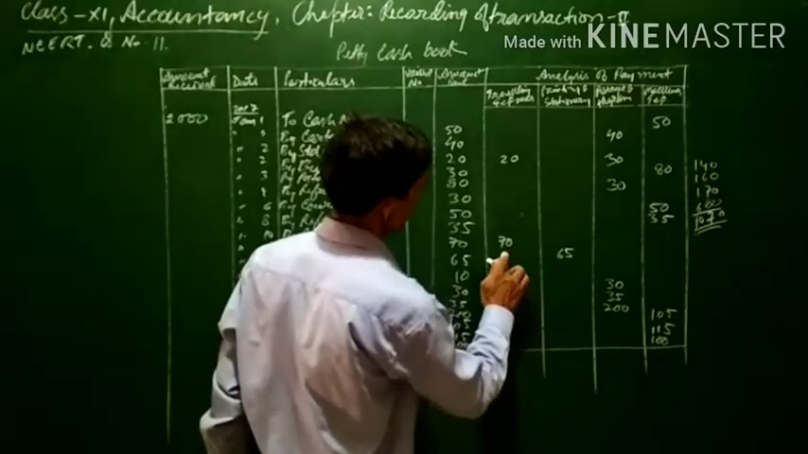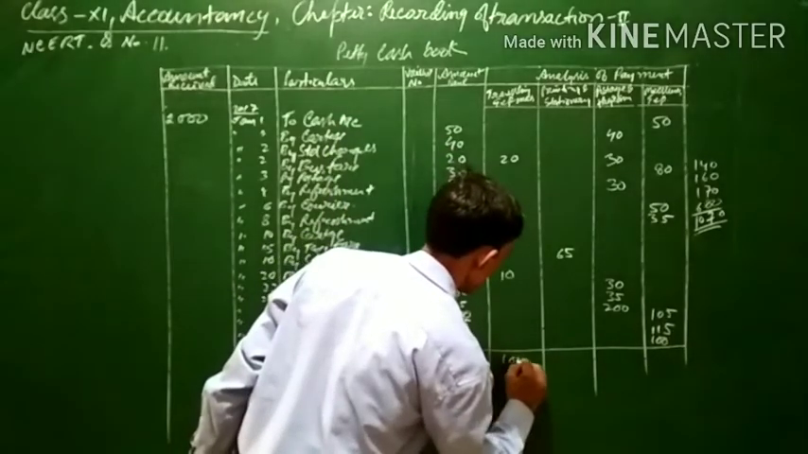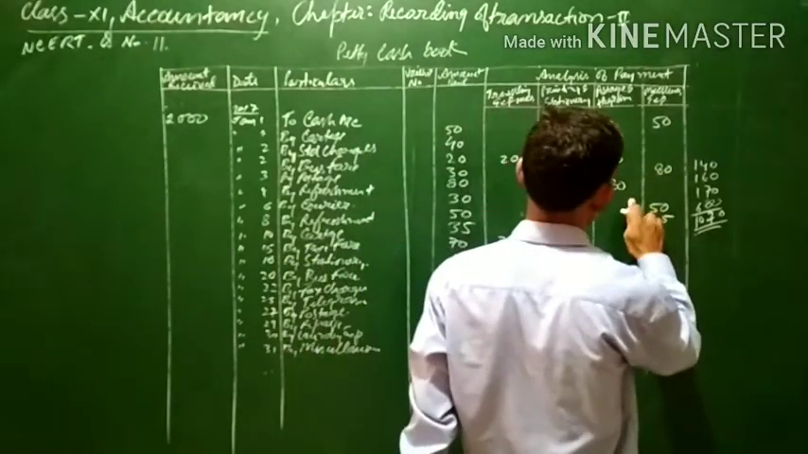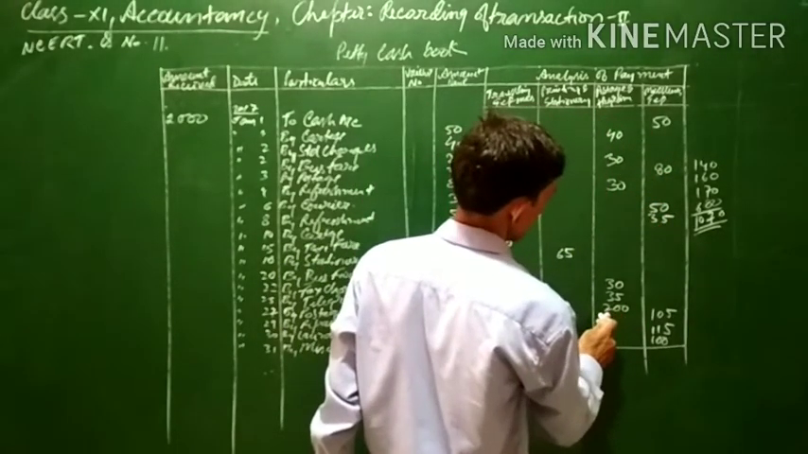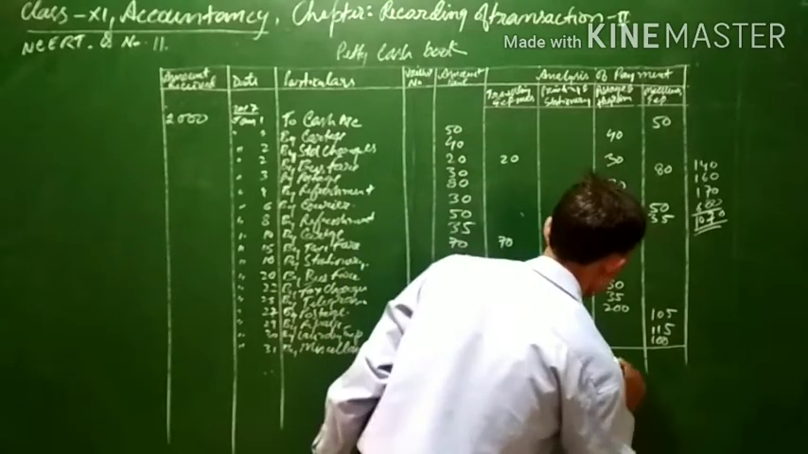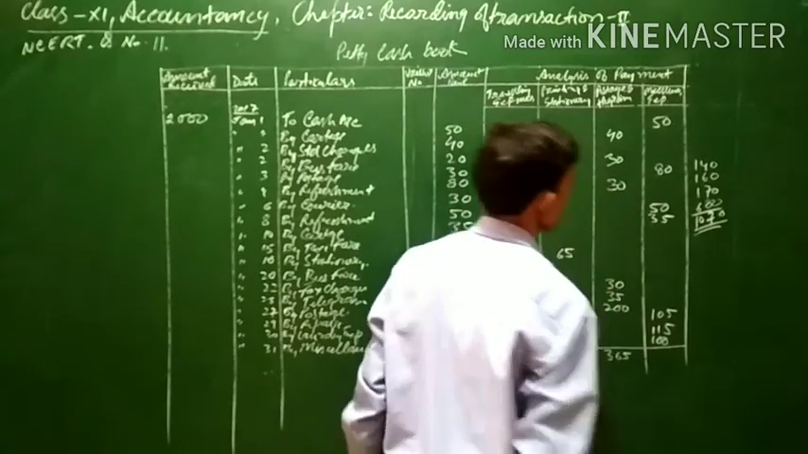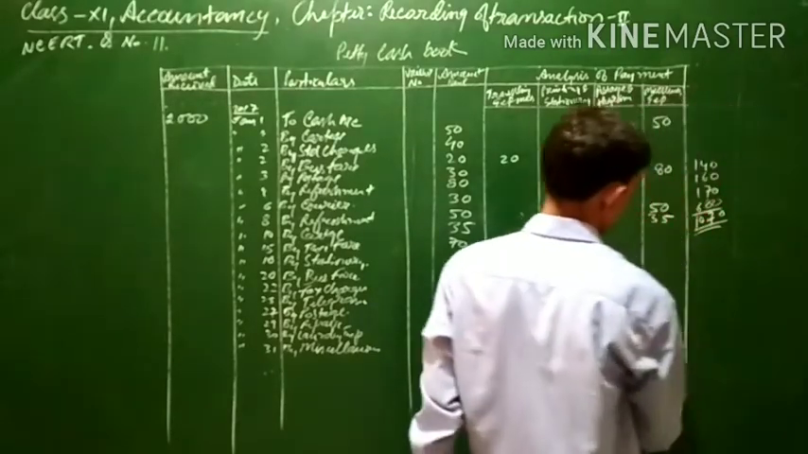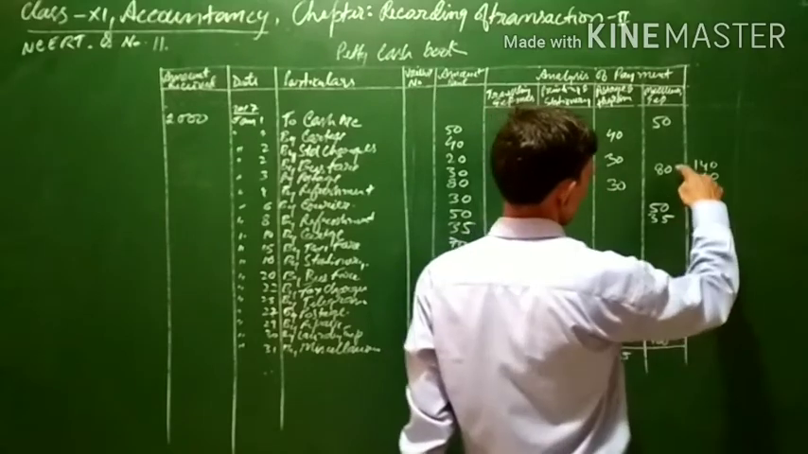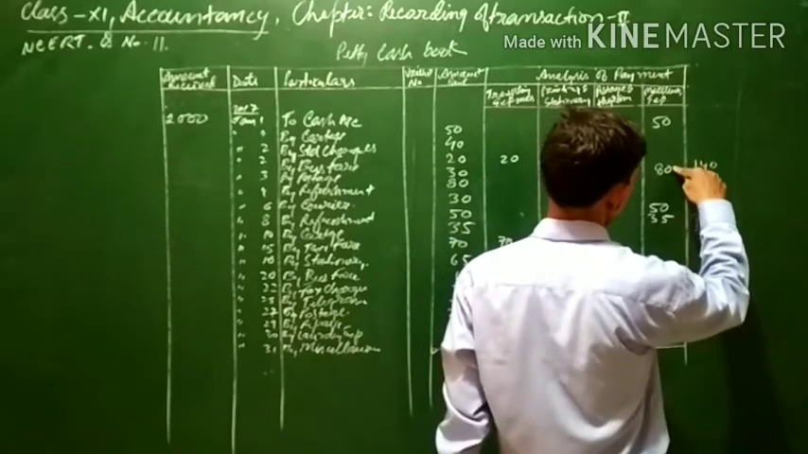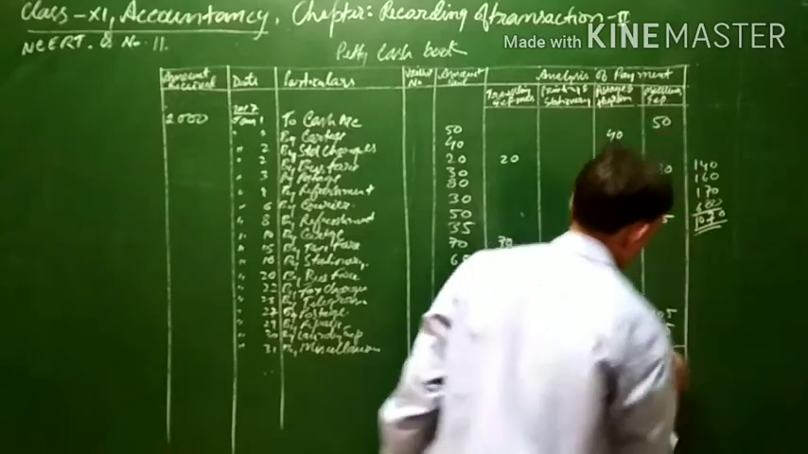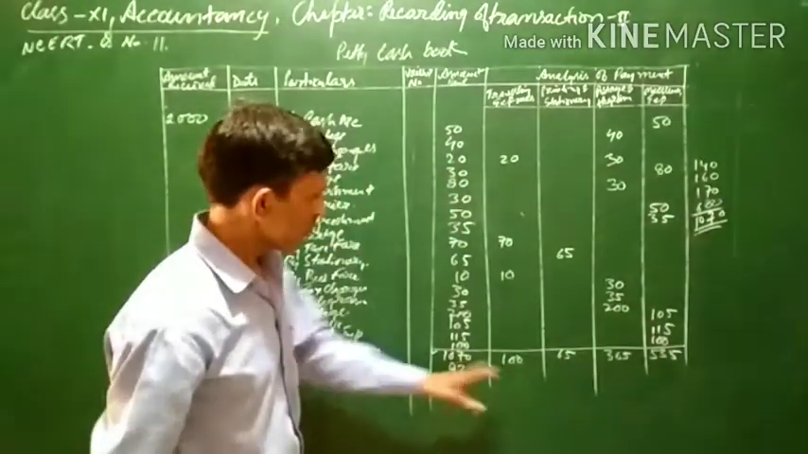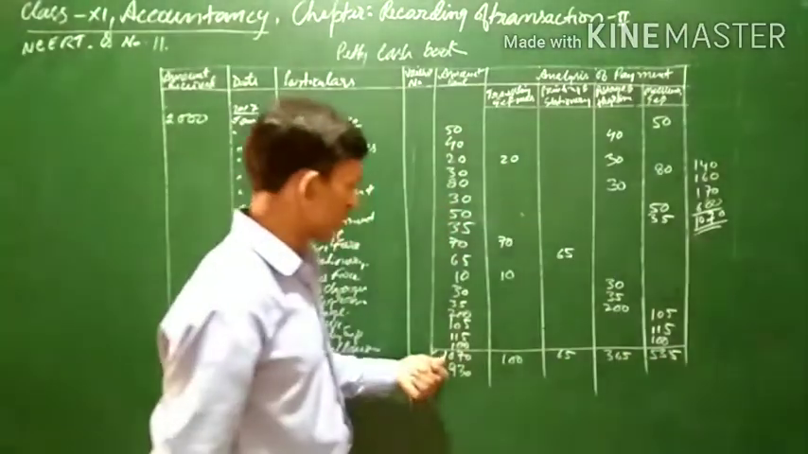It will come to 90 plus 10, 100. It is 65. Total of this, 100 plus 200, 300, 365. Total of this, 320. 320 plus 400 is 500, 535. This is the total. Now total of all these four columns will also be equal to 1070.